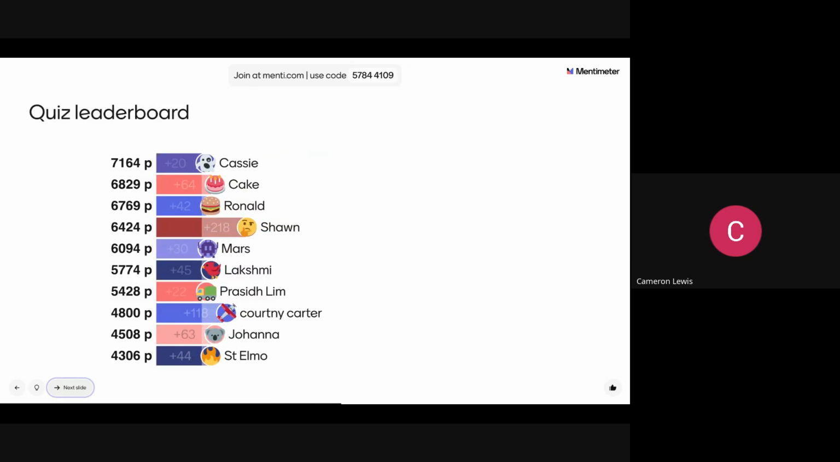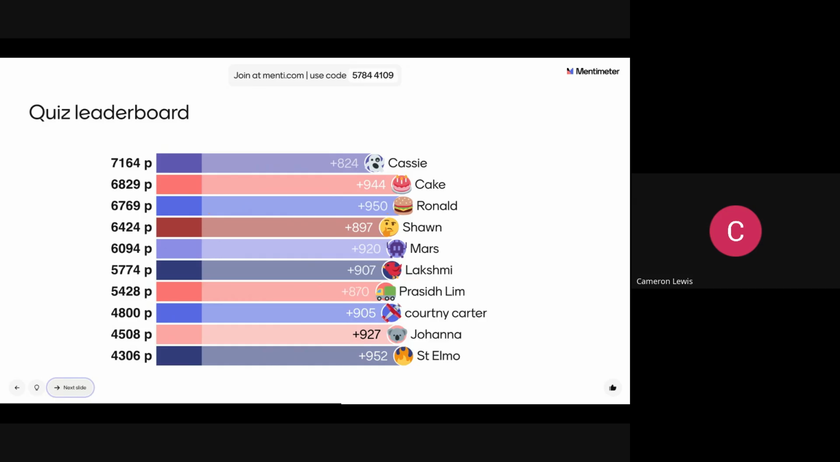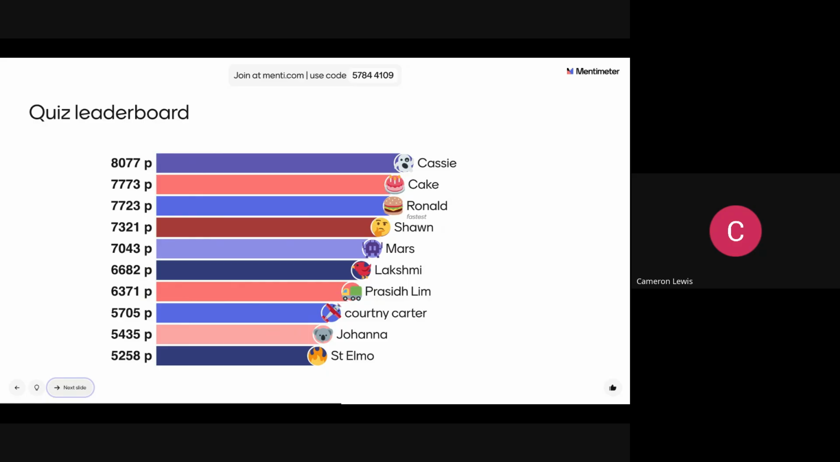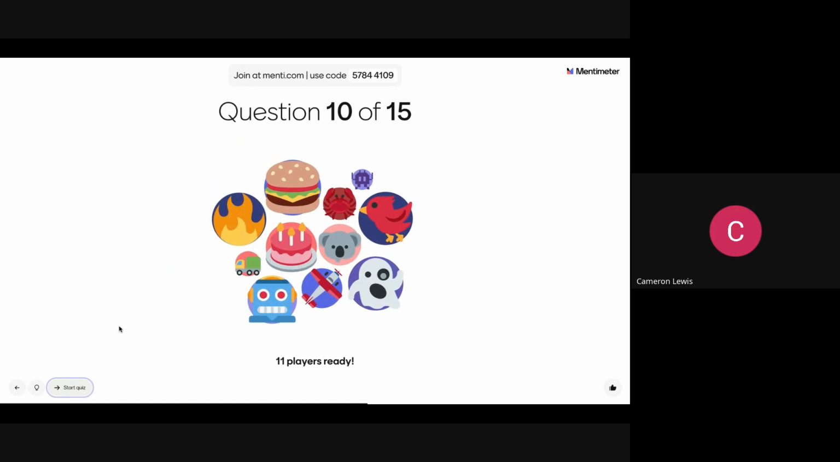All right, a little intermission real quick. I don't know if you guys are able to put in your names, but we've been keeping track of points. So we have our leaderboard. Let's see who's at the top. So we got Cassie, Cake. I don't know who's Cake. You probably didn't change your name. And then we got Ronald. All right. So still some time if you're trying to win the game for today. We got 5 more questions.